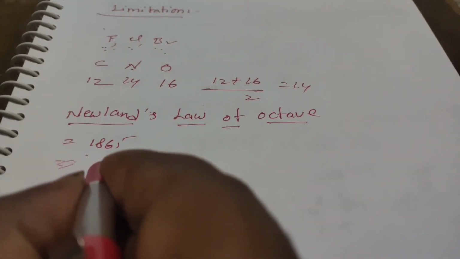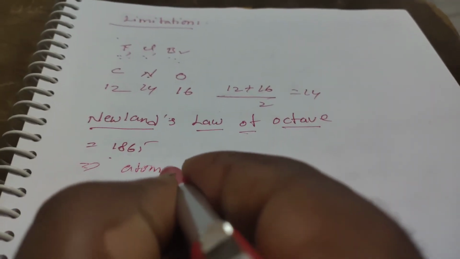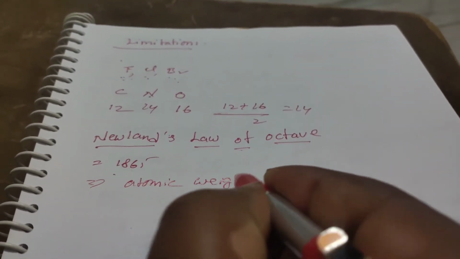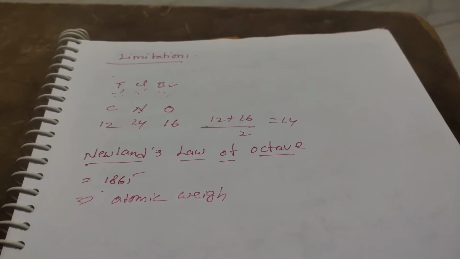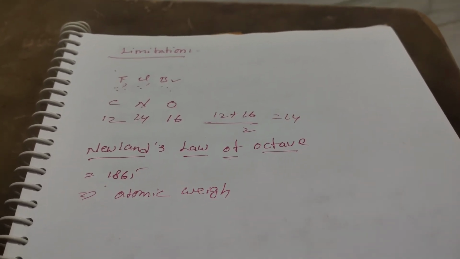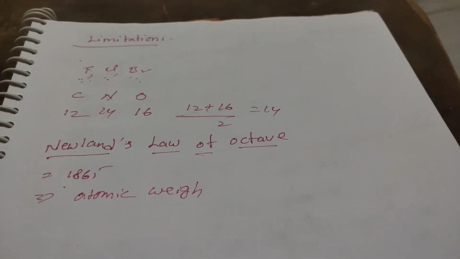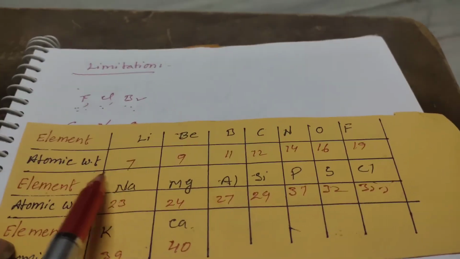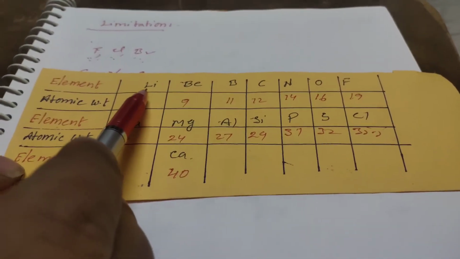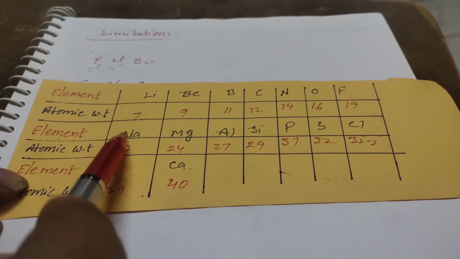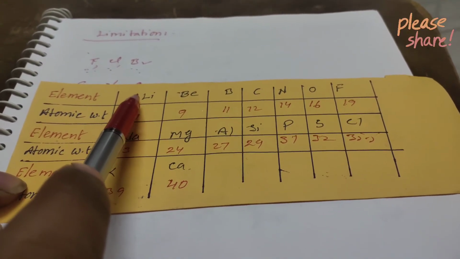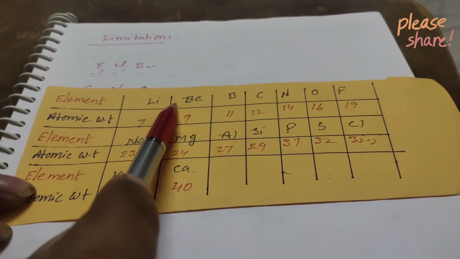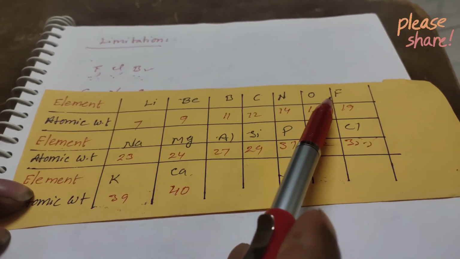Here also Newlands followed the atomic weight concept. He arranged the elements in increasing order of their atomic weight and divided the elements into 7 columns. What he said is that the first element and the 8th element have similar chemical properties. Newlands took the entire set of elements into 7 groups: lithium, beryllium, boron, carbon, nitrogen, oxygen and fluorine.